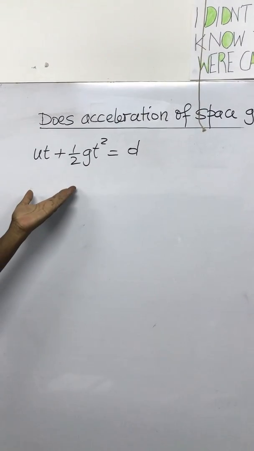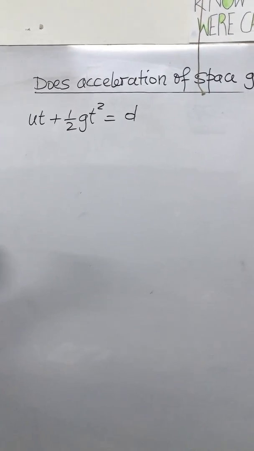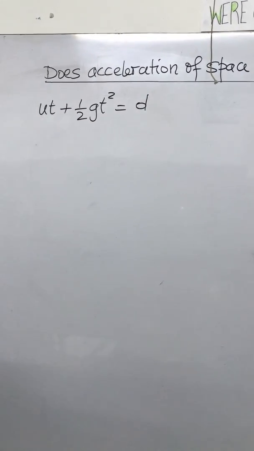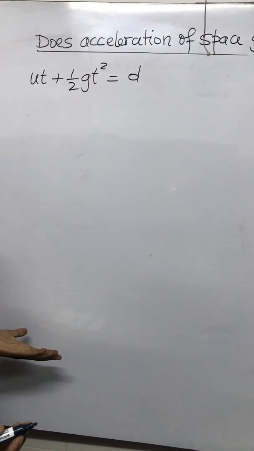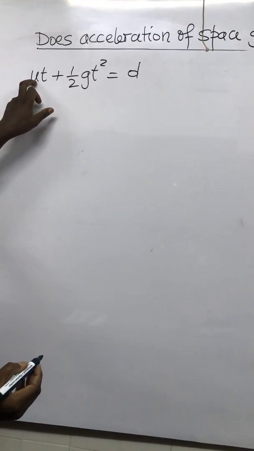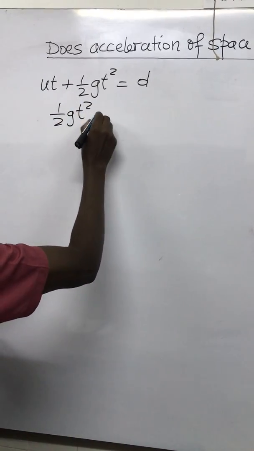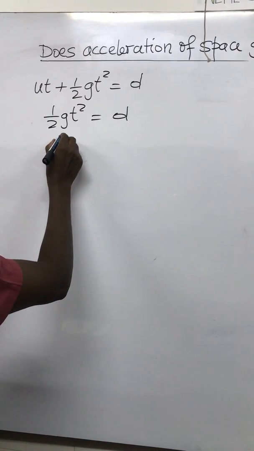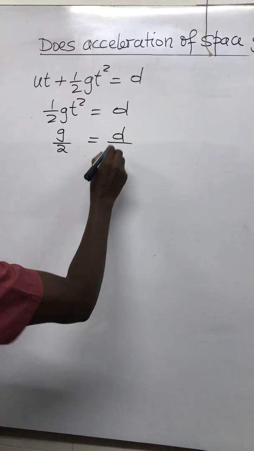Here we are trying to see if an object dropped close to the surface of the Earth, where we know that the Earth's gravitational field is constant, can be used to investigate this question. Since the object is being dropped from rest, velocity zero, u is zero, therefore the equation becomes half gt squared is equal to d. We can work out this equation to say g over 2 is equal to d over t squared.